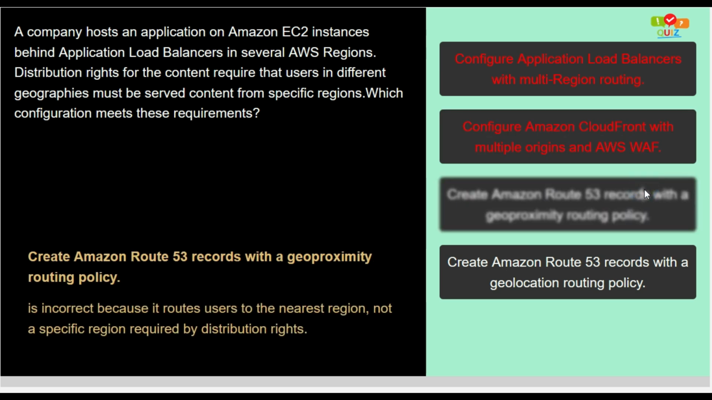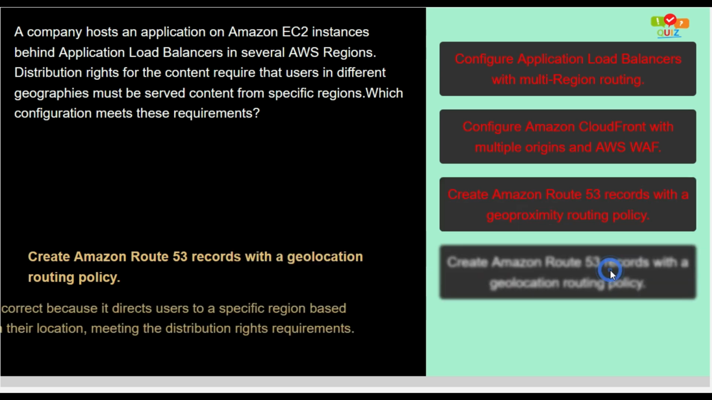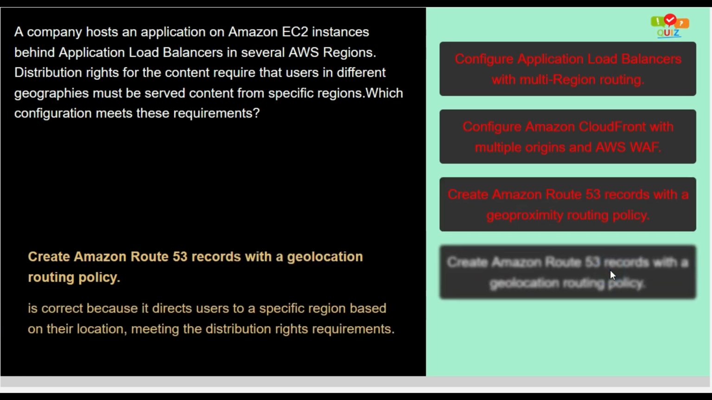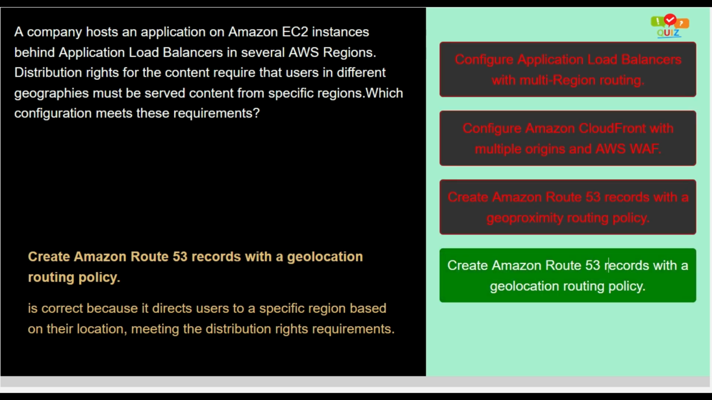Option 3, create Amazon Route 53 records with a geo-proximity routing policy. This option is incorrect because it routes users to the nearest region, not a specific region required by distribution rights. Okay, so option number 3 is also the wrong answer. Option 4, create Amazon Route 53 records with a geolocation routing policy. This option is correct because it directs users to a specific region based on their location, meeting the distribution rights requirements. Okay, so at the end, option number 4 is the correct answer.